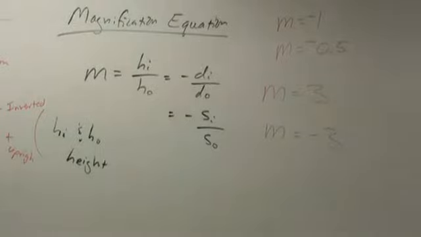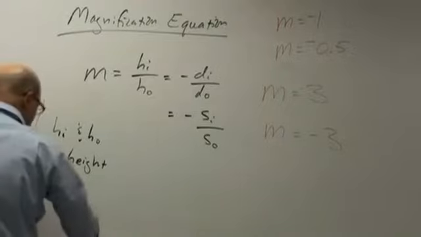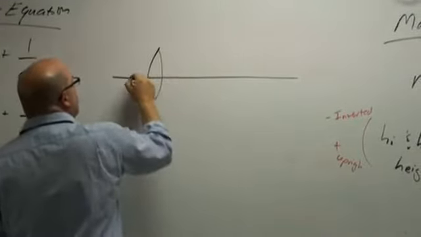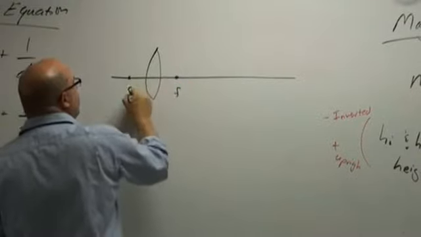That's not it. What if you have multiple optical devices? I think there's one on your homework somewhere, or on your packet. Okay, here's how this works.